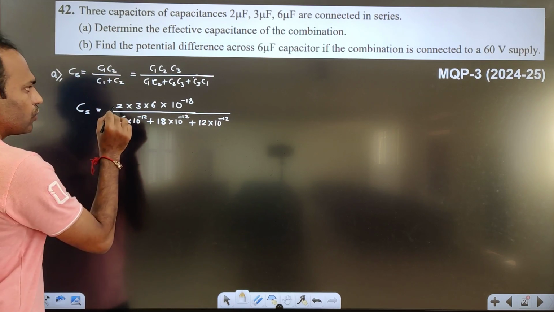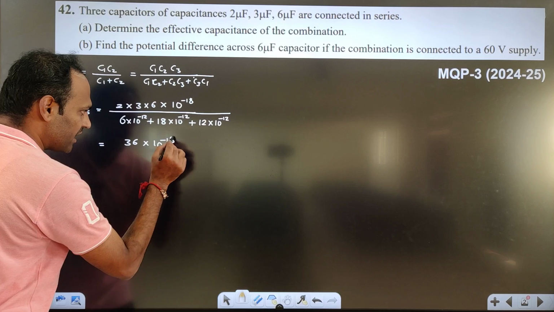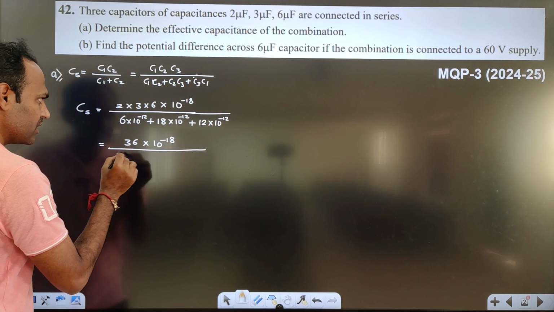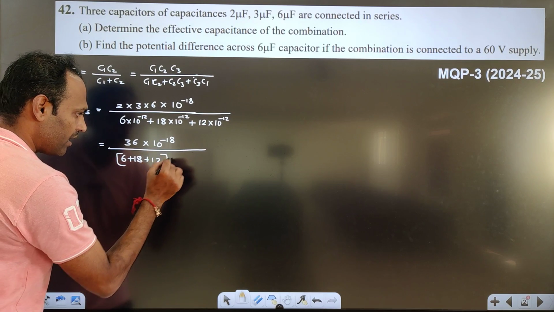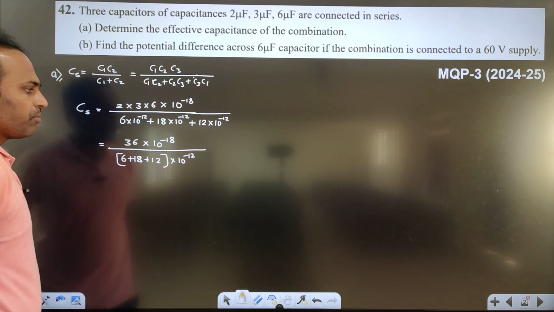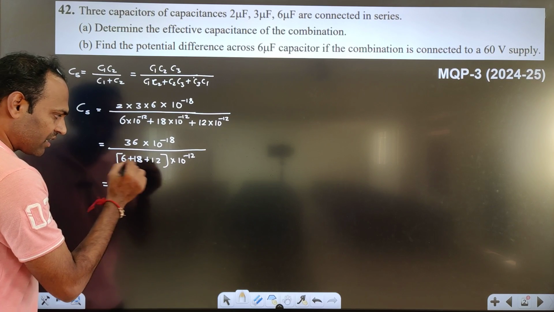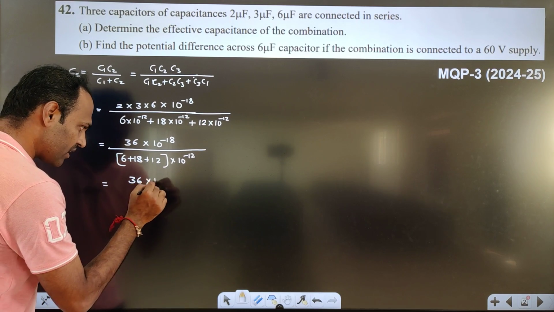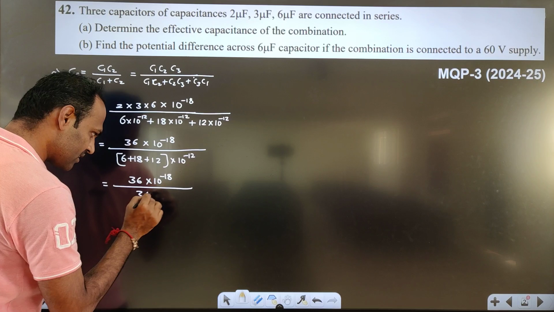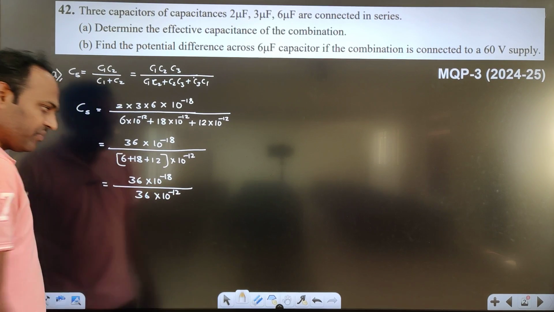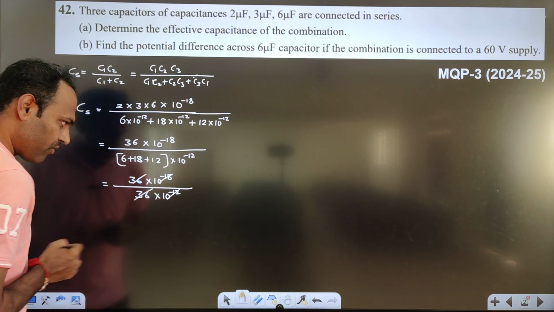Okay, so I will get 2 into 3, 6, into 6, this will be 36 into 10 to the power minus 18, divided by, see here I will get 6 plus 18 plus 12, and I will take 10 to the power minus 12 common. Okay, so 6 plus 18 will be 24, plus 12 will be 36. So in the numerator 36 into 10 to the power minus 18, let it be as it is. The denominator sum also becomes 36 into 10 to the power minus 12. Correct? So 36 and 36 will get cancelled, and minus 12 from this and minus 12 from this will get cancelled.